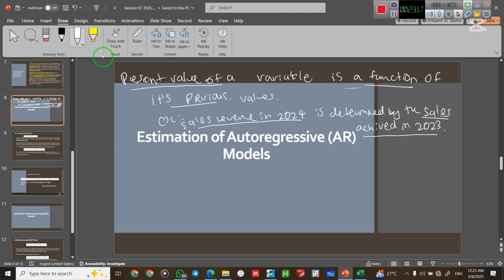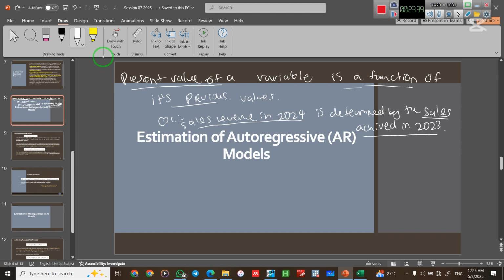In the autoregressive model, we said that the present value of a variable is a function of its previous value. So the current year sales revenue, that means the sales revenue of 2024, is determined by the sales revenue achieved in the previous year, or the revenue achieved in 2023, right?